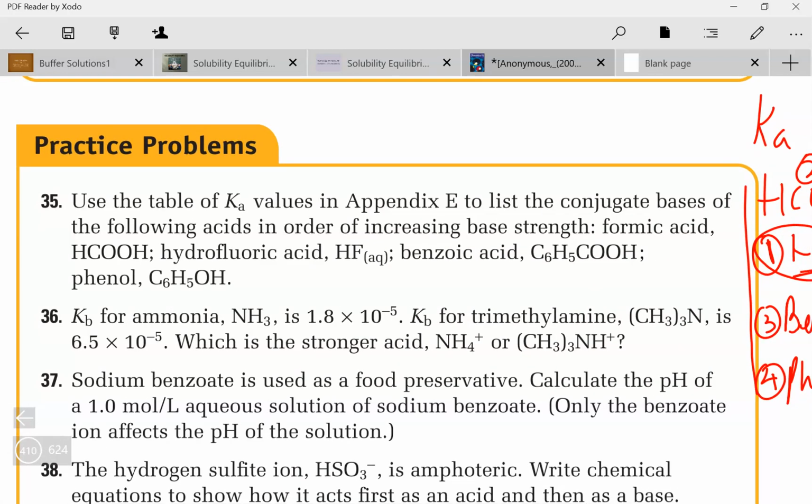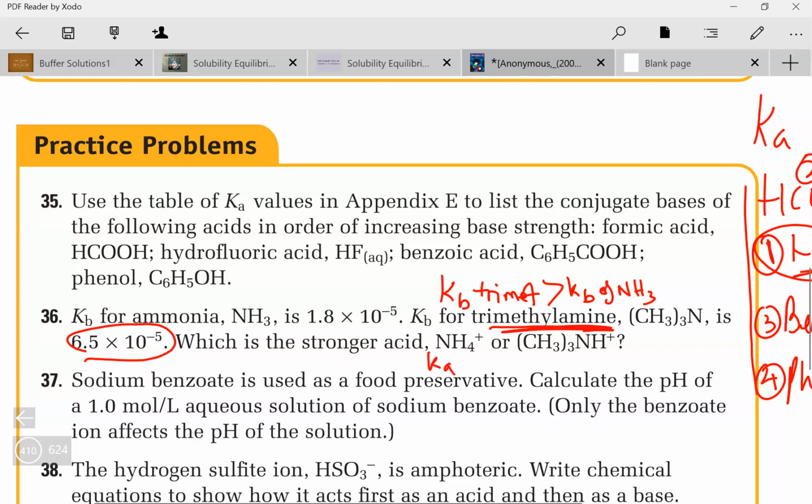So Kb for ammonia is that, Kb for trimethylamine. Which is the stronger acid, NH4 plus or that? Okay, so again, we'll just look at the values here. We're not going to do the actual calculations, but here we can see that Kb for trimethylamine is greater than Kb for ammonia. And so the opposite is true.